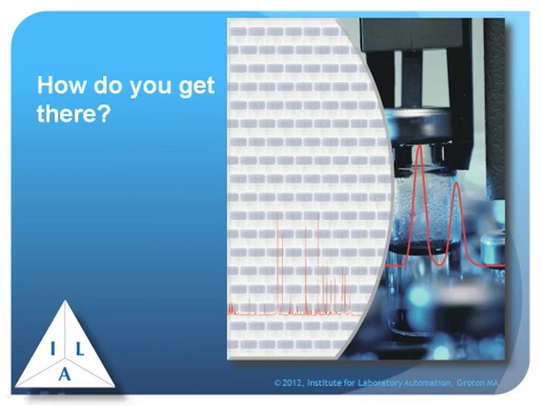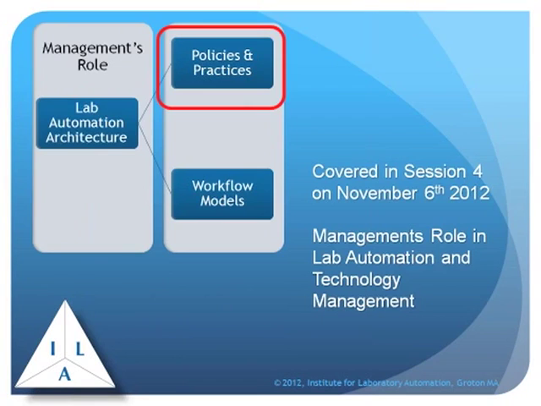So the next question is, how do you get there? How do you go from all these types of systems and do the planning that's necessary to make these systems work? One of the things we've been working on for the past couple of years is the development of a laboratory automation architecture. It's a basis for putting systems together, for planning systems that work, everything from policies and practices that you need to support the development of these systems to workflow models that can be used to illustrate how laboratory work is done. The policies and practices portion we'll be covering in the next session on November 6th.